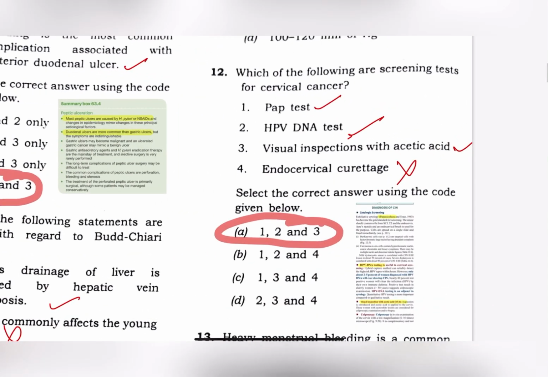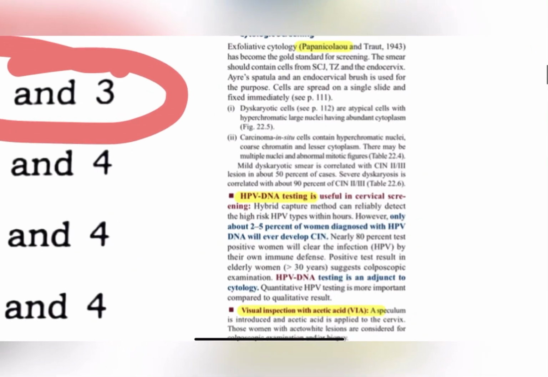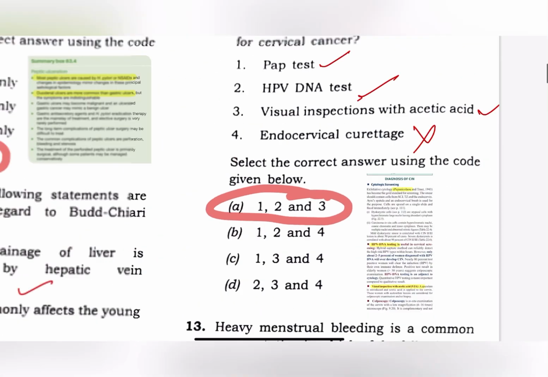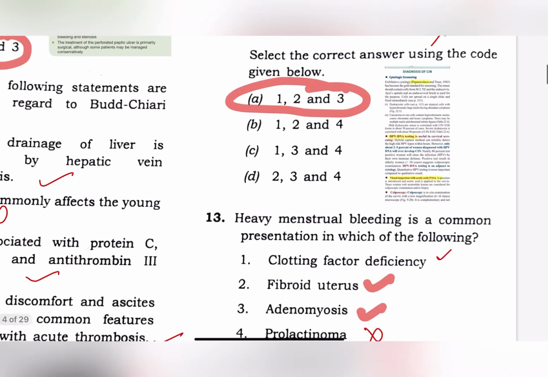The next question they are saying is which of the following are screening tests for cervical cancer? So these are the screening tests. We have Pap smear, then HPV DNA testing, then visual inspection with acetic acid. So 1, 2 and 3 are right. Endocervical curettage is not done for screening purposes. So the answer for this is 1, 2 and 3.